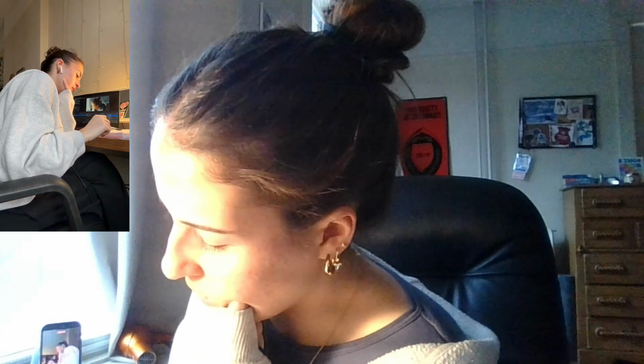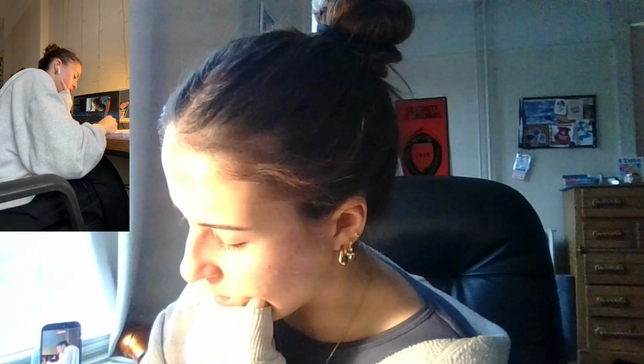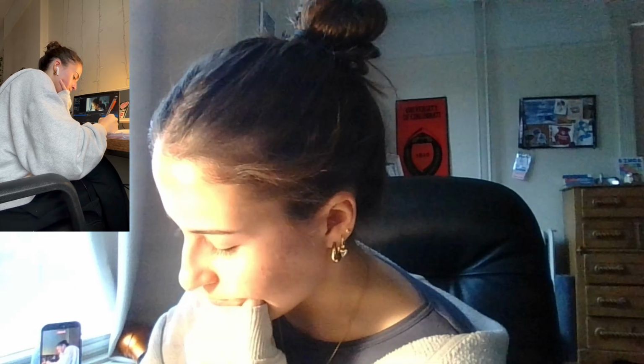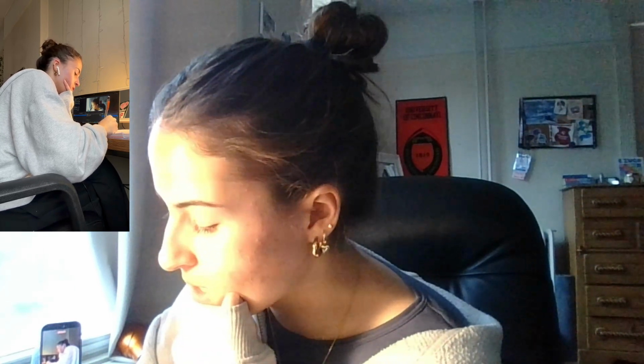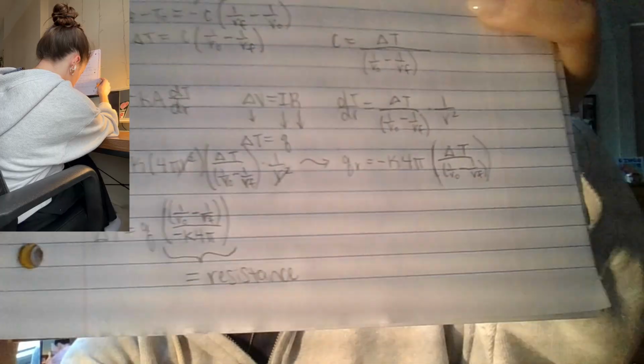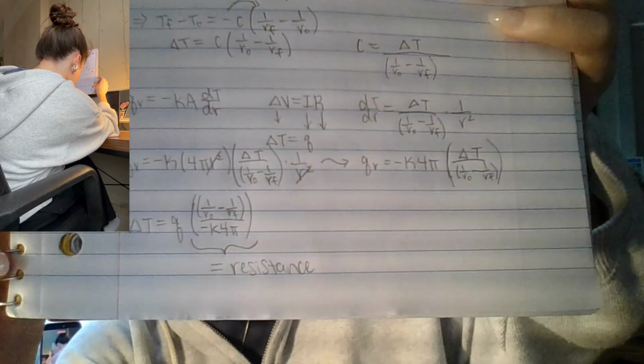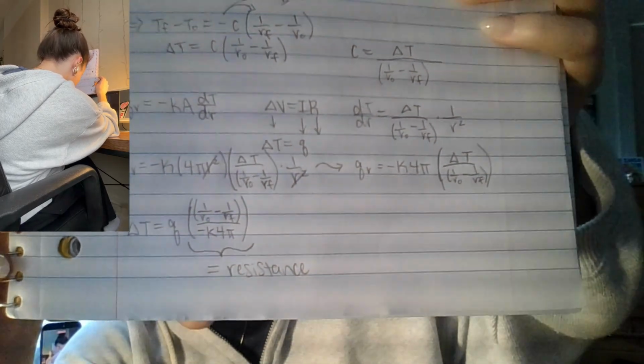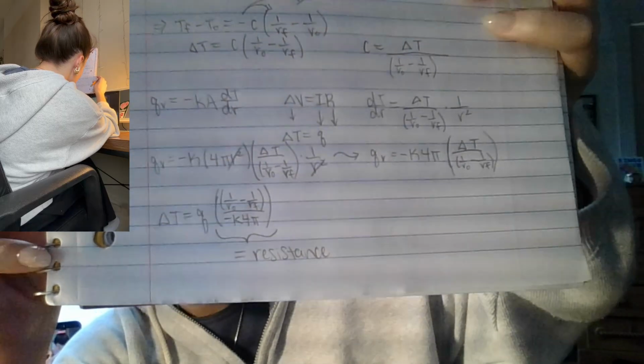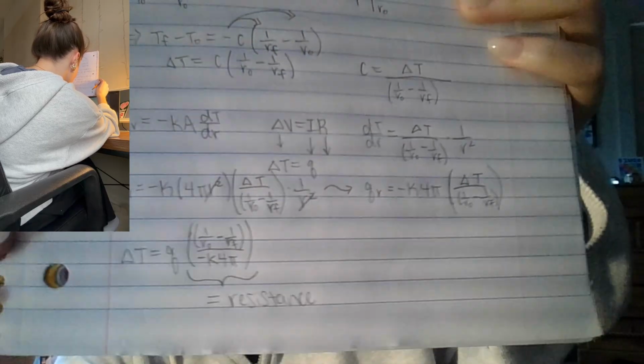So let me double check. Yep. So this entire term right here is going to equal the resistance when we're looking at a spherical object. So we have down here, just reordered it to be in the correct format as the delta V equals IR. And so that whole term right there is going to equal the resistance when we are looking at a spherical system. And so that was what I wanted to teach you all today.